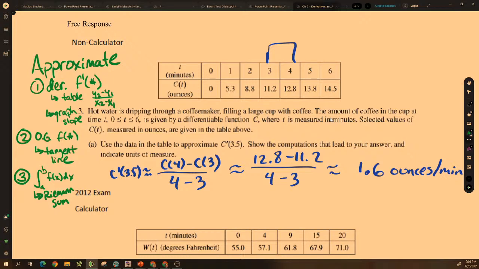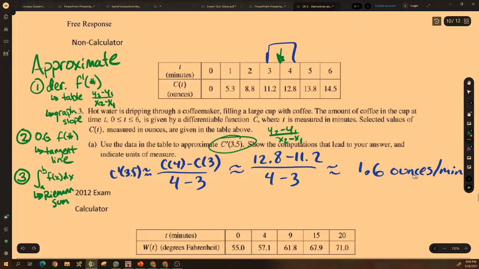When we see the word approximate, we're thinking which one of those. So in this case, they want us to approximate C prime, which is a derivative. So that's going to be the y2 minus y1 over x2 minus x1. Now 3.5 is somewhere here in the middle of 3 and 4. So we're just going to write C of 4 minus C of 3 over 4 minus 3, 12.8 minus 11.2 over 4 minus 3. I get 1.6.